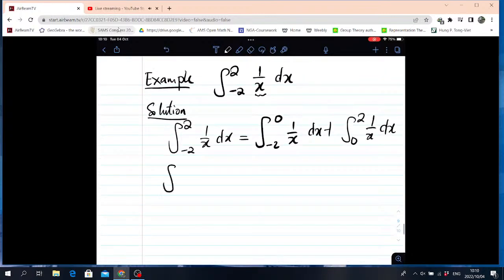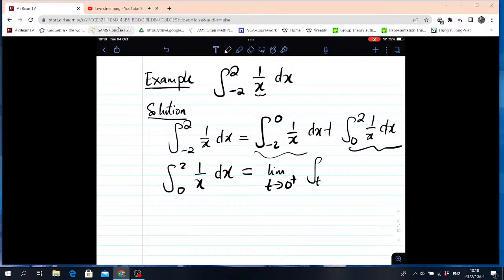Now we look at this integral and see what happens. If it converges, then we have to check the other one. But if it diverges, then we know the whole function is going to diverge by the definition that we've been given. So we've got that, and then the limit. By definition, this is going to be the limit as t tends to 0 from the right of the integral from t to 2 of 1 over x dx.